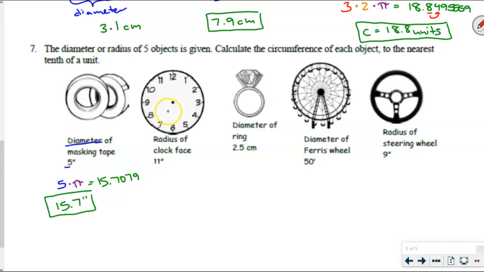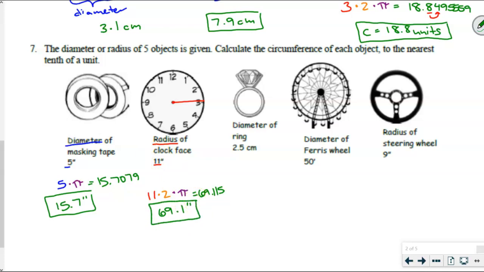The next one, I'm only giving you the radius. The radius of a clock face is 11 inches. That would be probably something kind of like that minute hand that's going to go to the edge. And when I have a radius, the first thing I do is I double it. That gives me the diameter, and then once I know that, then I can multiply it by pi. So 11 times 2 is 22. I got excited about the answer. And then we multiply that by pi, and we get 69.115. But again, round to the nearest tenth, we end up with 69.1. Units is inches, so I keep that units.